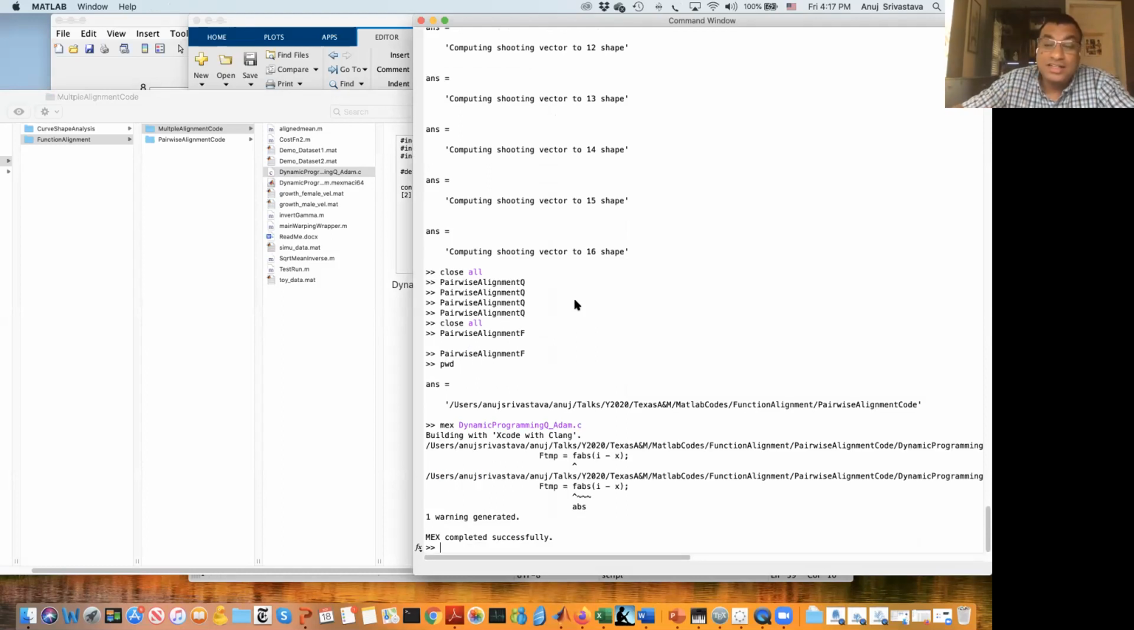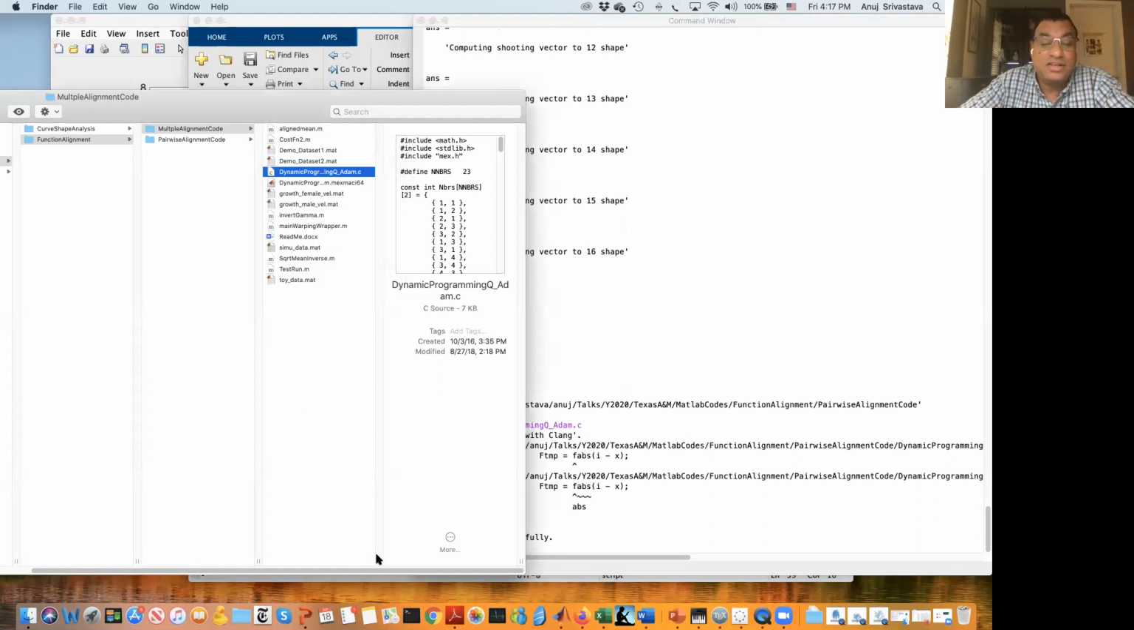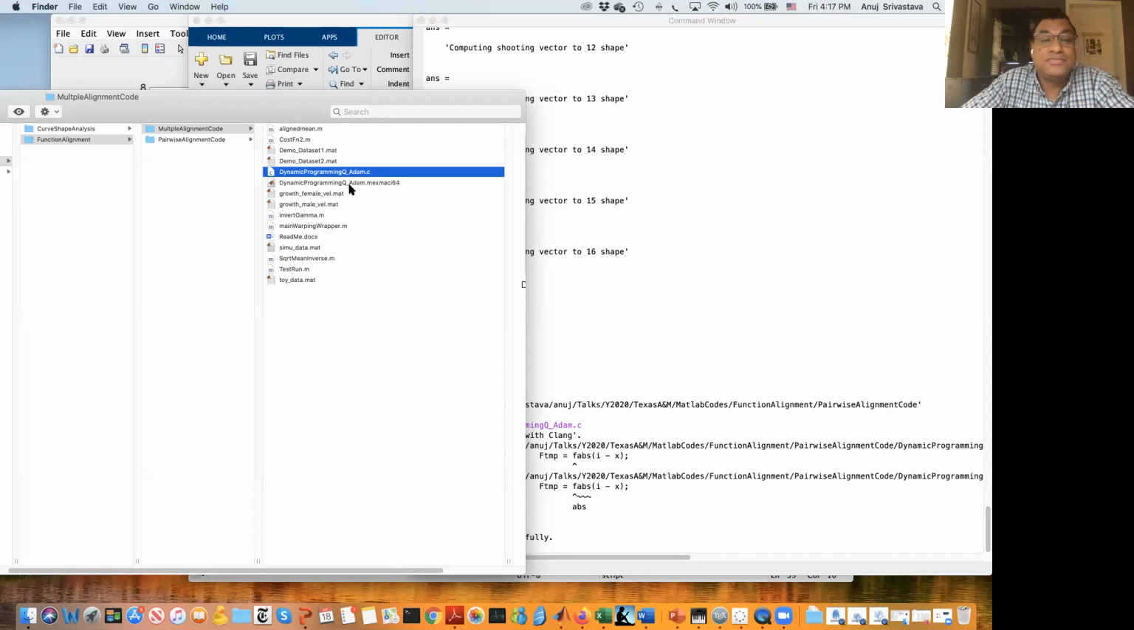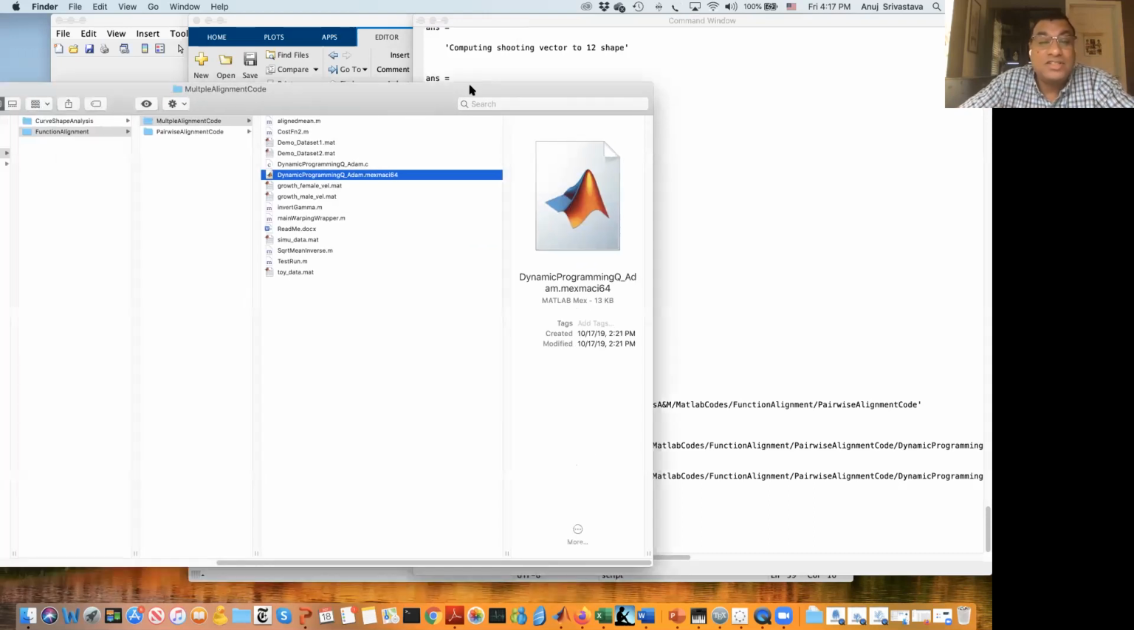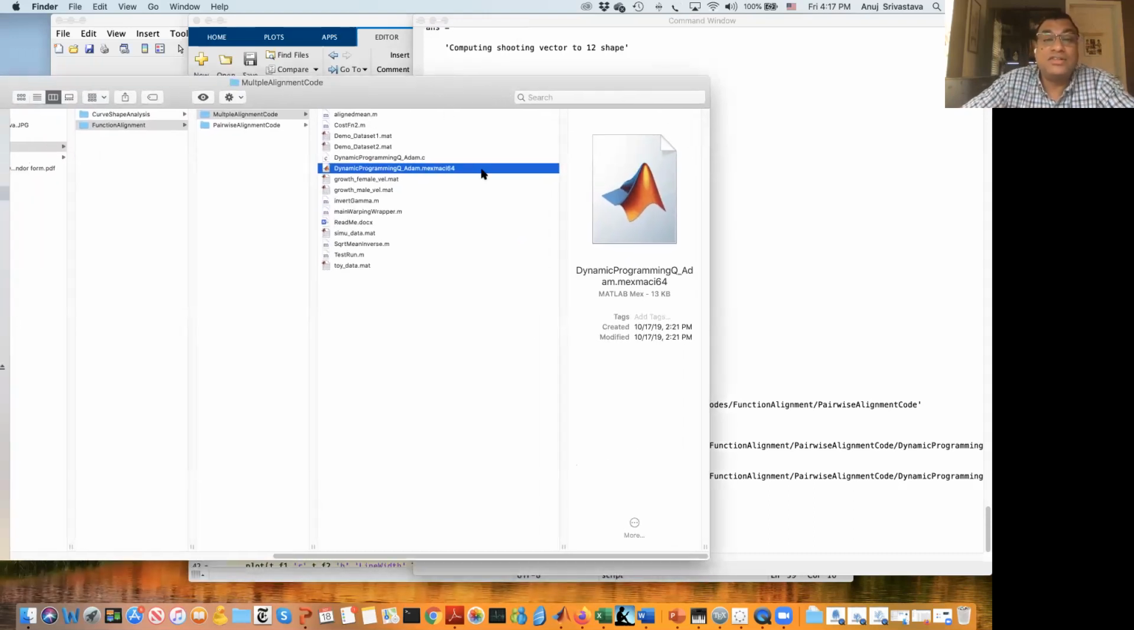If it is not connected, then you will have some trouble. You have to figure out how to do it. And that's something that the burden falls on you to do. But if it compiles, it will say mex completed successfully, and it generates a mex file which looks like this, because this is for a Mac computer that I am using. And once this is done, then you can run the codes.